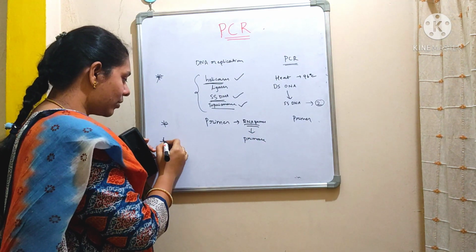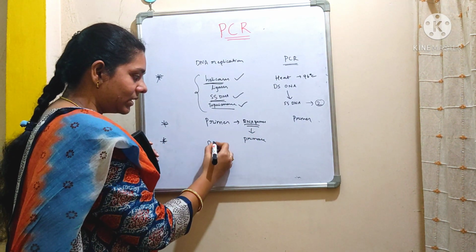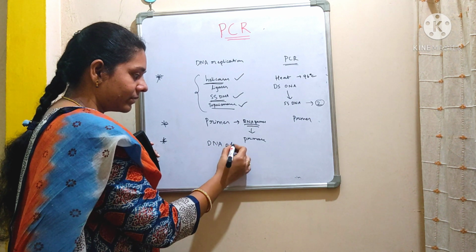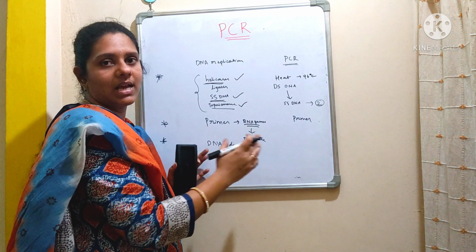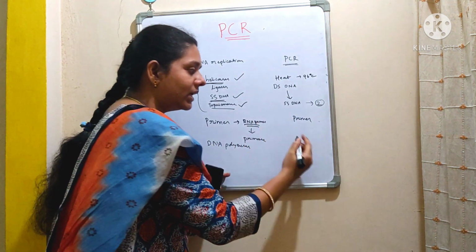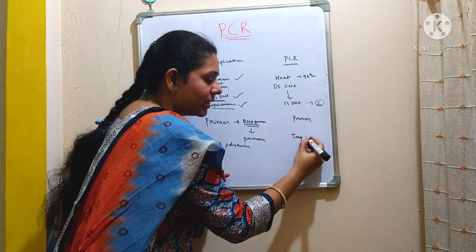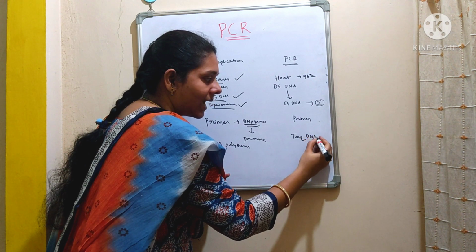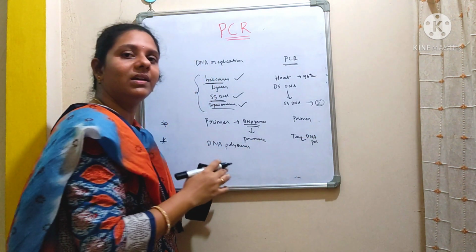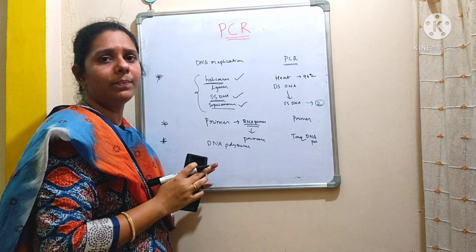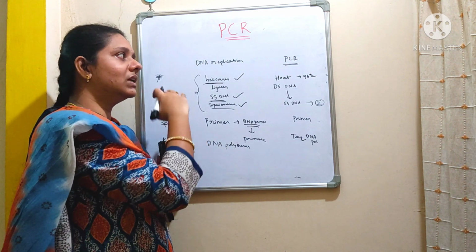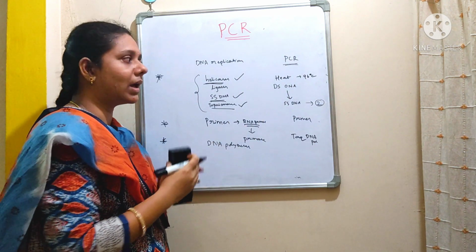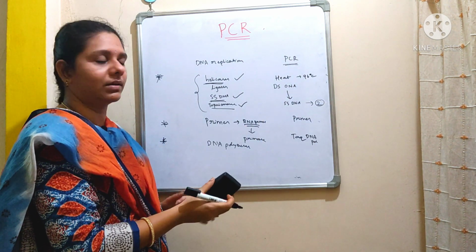And coming to the other important point, when we talk about the DNA polymerases, here DNA polymerase 3 will catalyze the synthesis of DNA. But when it comes to PCR, we provide an enzyme called Taq DNA polymerase, which is a heat stable enzyme isolated from Thermus aquaticus. That is the major difference between DNA replication and PCR.